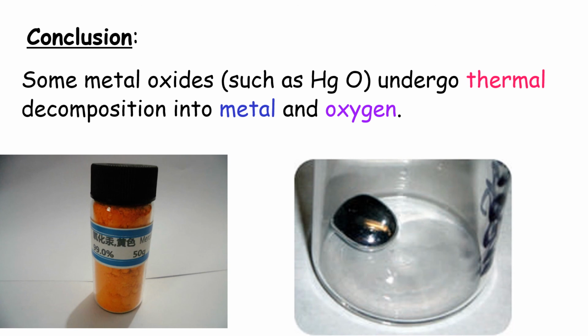Conclusion: some metal oxides such as mercuric oxide undergo thermal decomposition into metal and oxygen. وهنلاحظ ان هنا في الاكسبيرمنت الريد mercuric oxide changed into silver precipitate, and oxygen gas evolved.